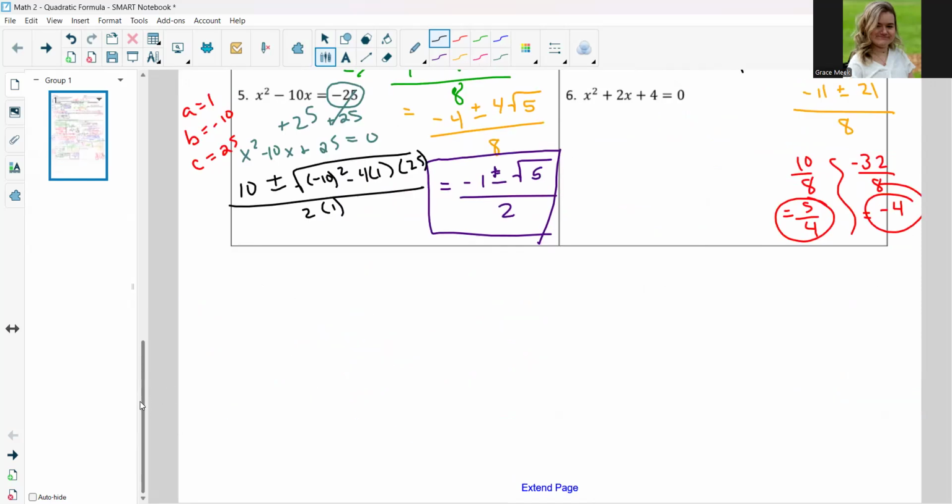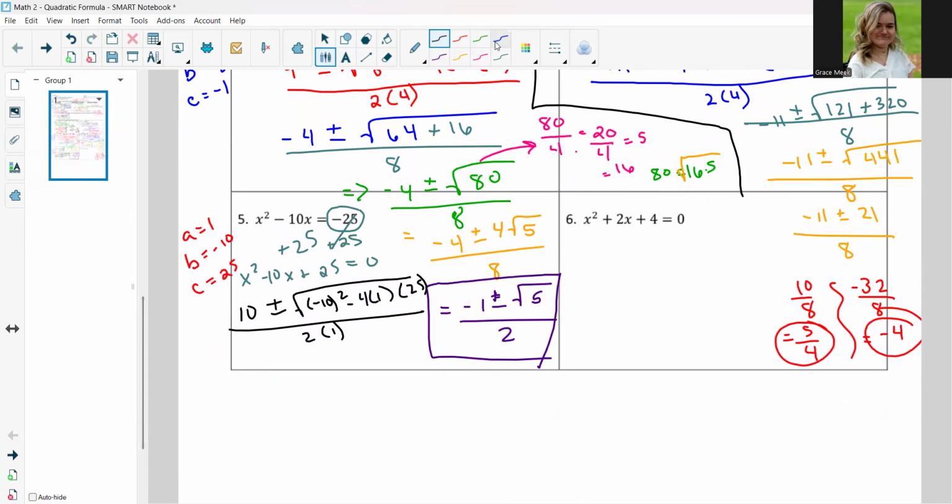And I'm just going to extend my page here a little bit. And then I just keep simplifying. So I'm going to have 10 plus or minus the square root, and -10 squared is 100. And then it's going to be minus 4 times 25 is 100, divided by 2. And then I keep simplifying. 100 minus 100 is 0.